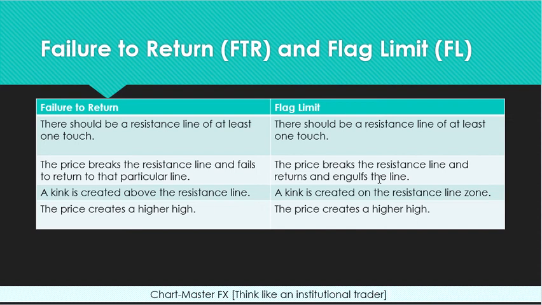As you can see on the first one, we had a similarity between the failure to return and the flag limit. On the second one, we can see that we have a difference, and we can also see that on failure to return, a kink is created above the resistance line. And then on the flag limit, a kink is created on the resistance line. So those are notable differences that you need to spot in the market as far as the flag limit and failure to return concepts are concerned.